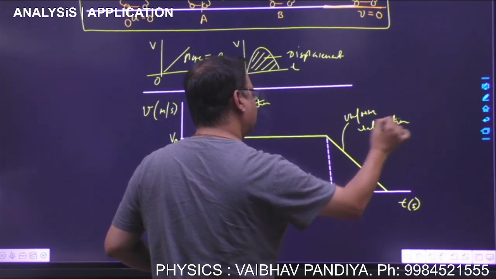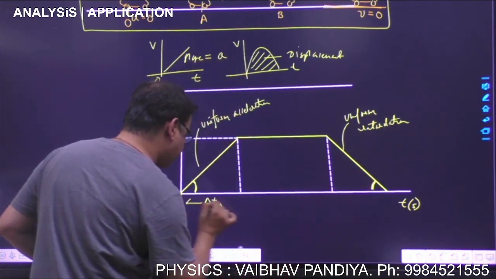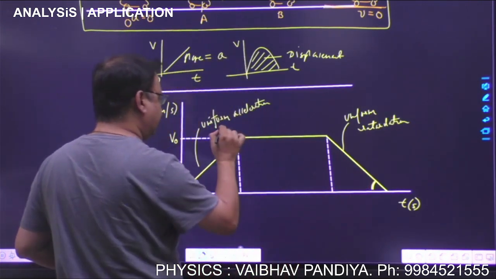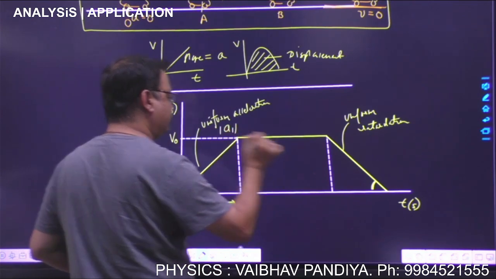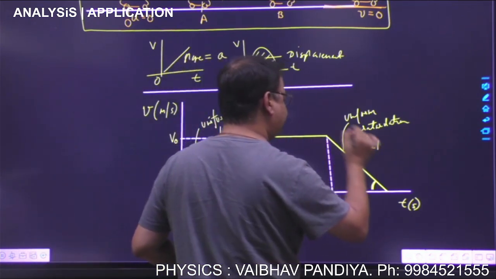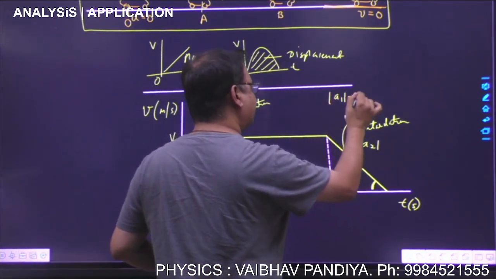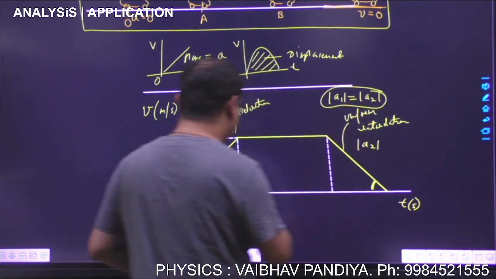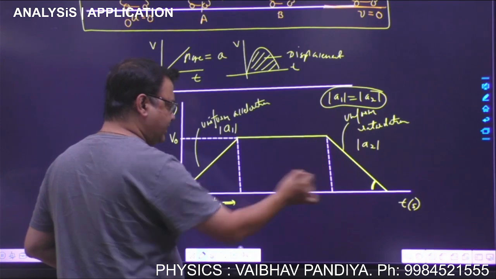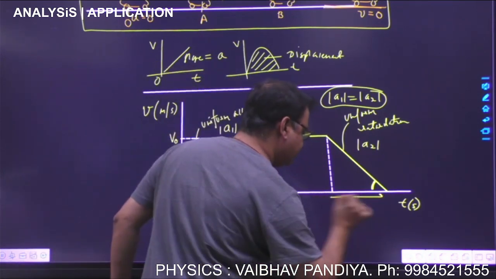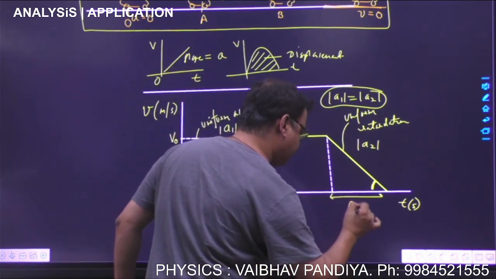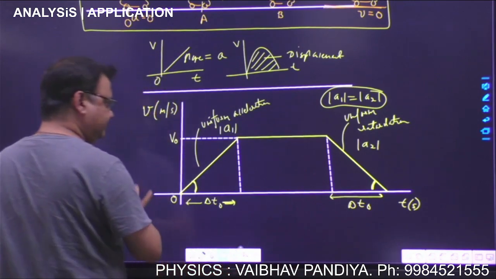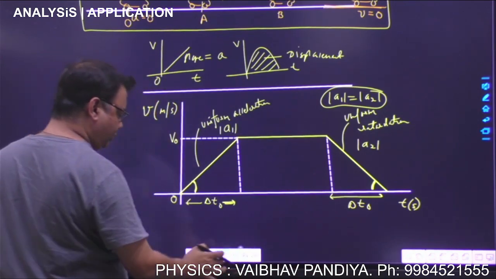uniform retardation. So if this time is delta T naught and the acceleration is mod of A1 say, and the retardation has a modulus of A2, and in the problem it is given modulus of A1 is modulus of A2, so both these steepness will be same. So for the same rise we will have the same run. Correct? So this will also be delta T naught.